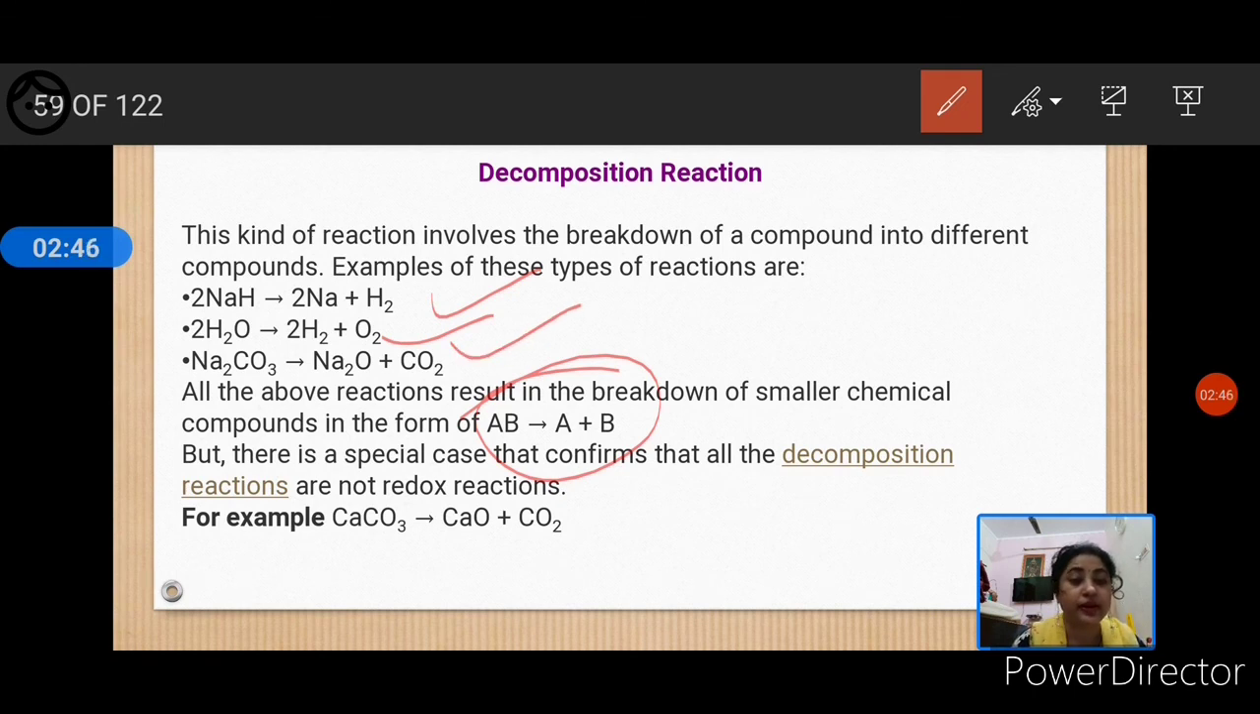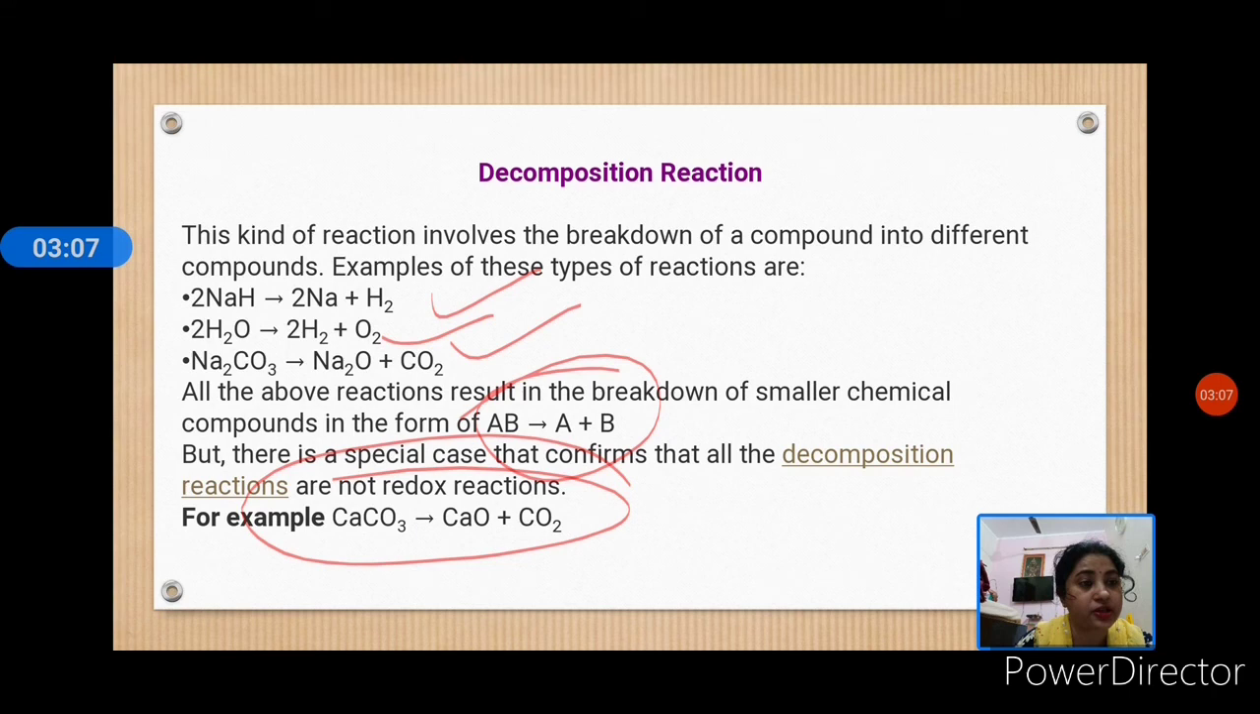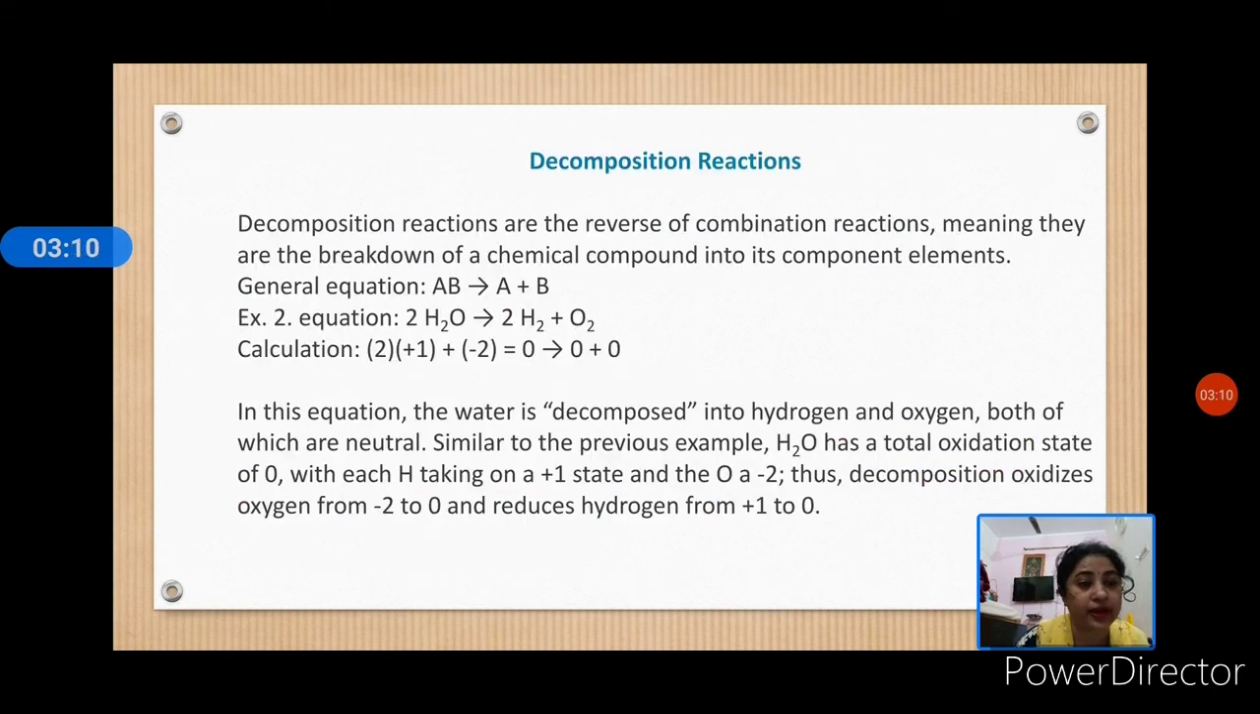But there are special cases, as science is a subject where at one time you can prove it correct, and at the same time you can prove it wrong also. So many times we will find exceptions, but there is a special case that confirms that all the decomposition reactions are not redox reactions. Here, when you see this reaction, you will find that this reaction is not showing the properties of a redox reaction.